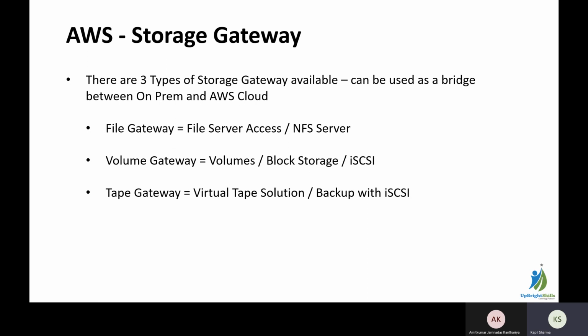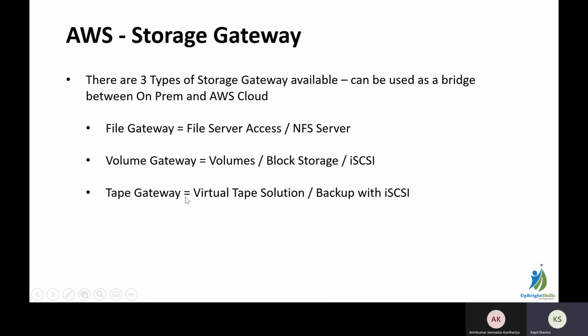Then there is one service in AWS called AWS Storage Gateway. There are three types of gateways that can be used as a bridge between your on-premises and the AWS cloud. The first is File Gateway, which is used for file server access, or you can have it as a network file system server. Second is Volume Gateway, which is volume block storage, or you can use it as iSCSI drives.